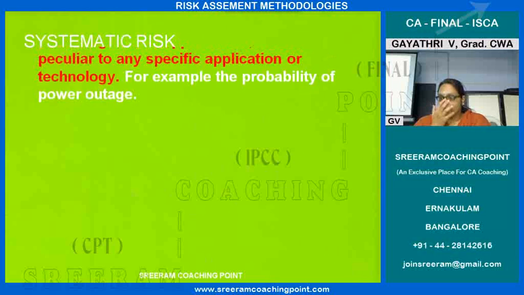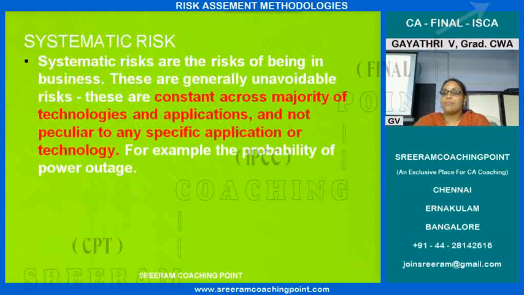What is systematic risk? These are the risks of being in business. These are generally unavoidable risks. They are systematic, so they are unavoidable. Your tire getting punctured when you go on a bike is unavoidable. It can happen anytime. So it's a systematic risk. But somebody stealing it is unsystematic. It cannot happen daily, right? Or to put it in a different way, your bike running out of petrol is a systematic risk. Bike getting stolen is an unsystematic risk.